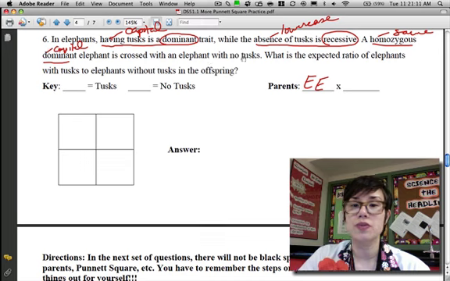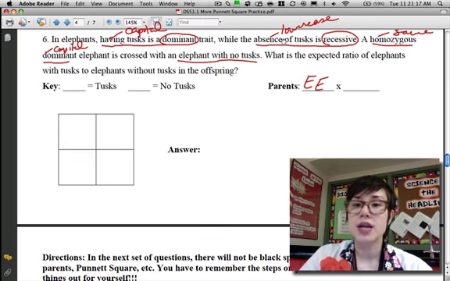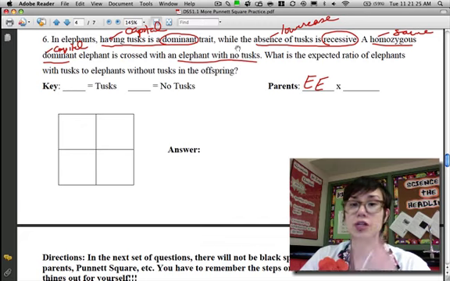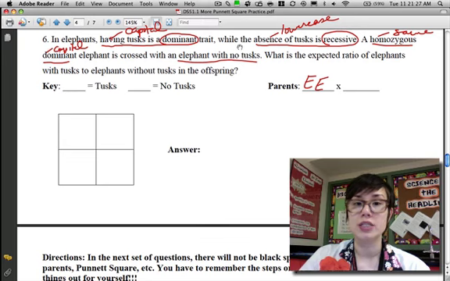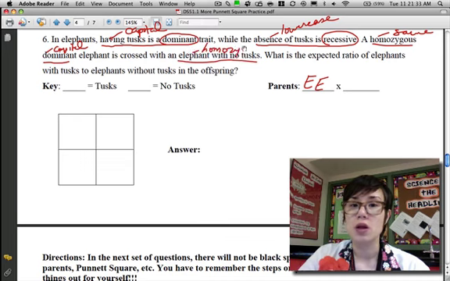It's crossed with an elephant with no tusks. Now this is the tricky one. You have to go back and look at the first sentence. If an elephant has no tusks, what kinds of letters do I have to use? It says lowercase. The only way to see a lowercase letter is to put two lowercase letters together. Otherwise, that phenotype will be masked because it's not strong enough to cover up a capital letter. So I know this one is going to be homozygous as well, but instead of being homozygous dominant, it's going to be homozygous recessive. So I know I'm going to have two lowercase e's.